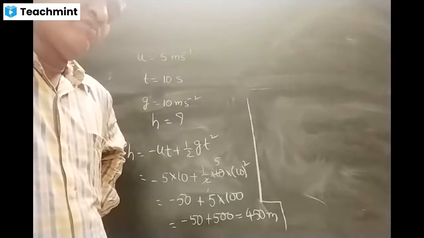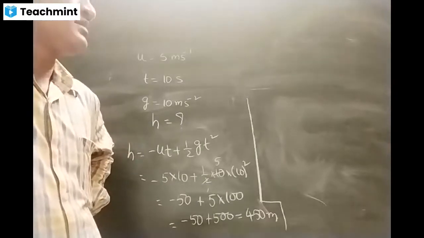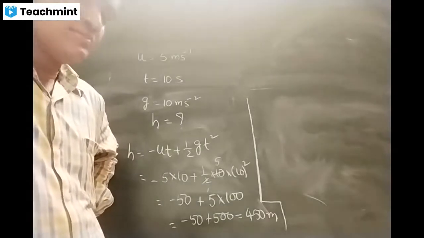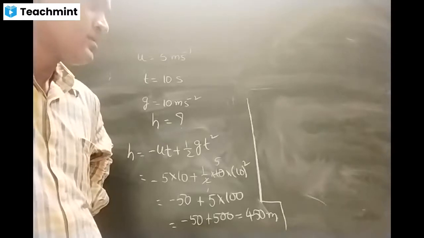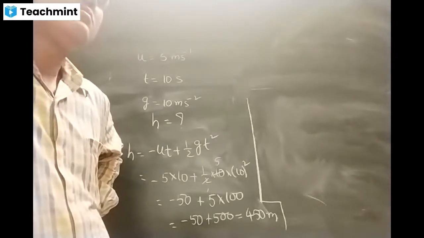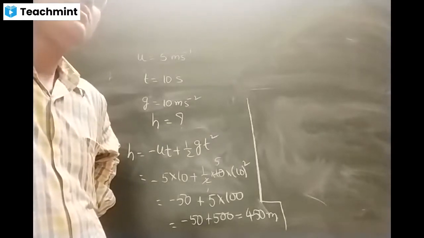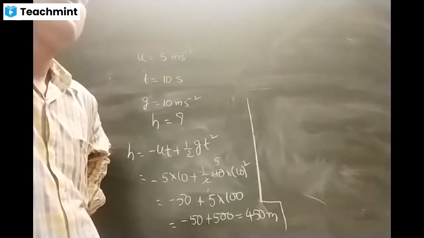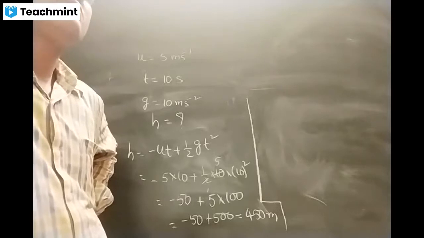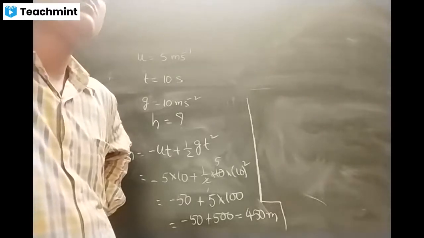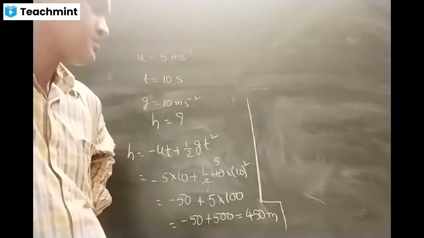Okay, now let me give you one more numerical. Try this. 2 into 25 plus 20 into 9,000. Okay.